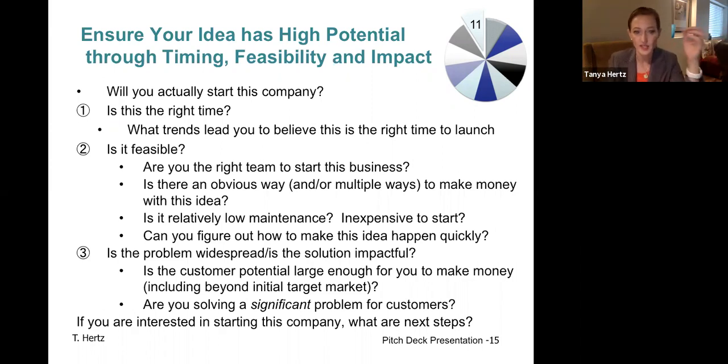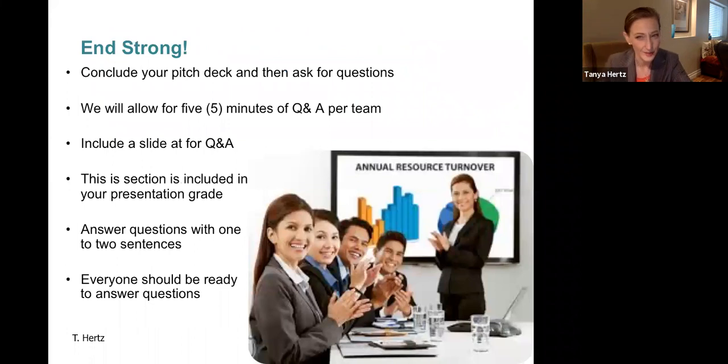That's the impactfulness. If you can answer yes to all three of those questions, that's a high value or high potential idea. That's the kind of idea you want to start. And if you are interested in starting it, tell us what you're going to do next. I'll give you a little hint. Usually the next step is go out and talk to people, right? Ask potential customers, ask advisors, ask others what they think of the idea, right? And then listen to what they say and then come back and modify if need be.